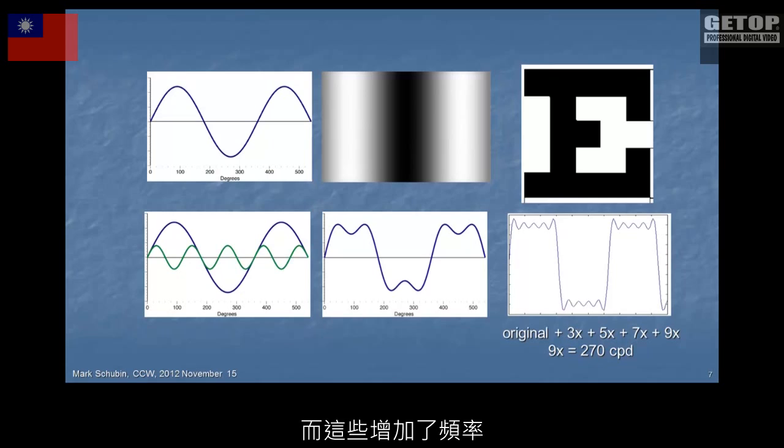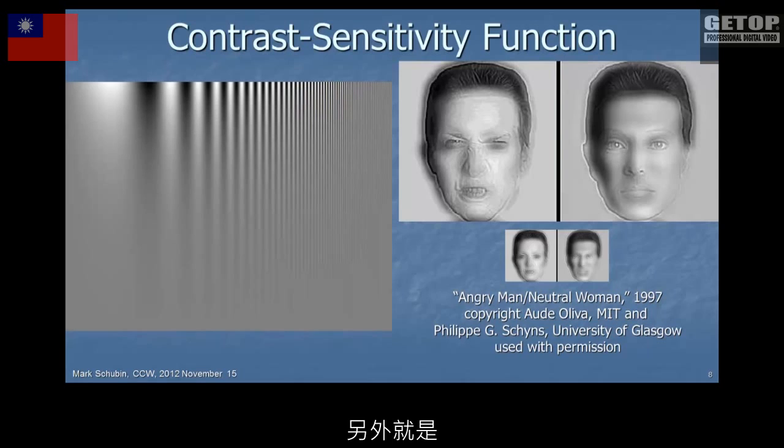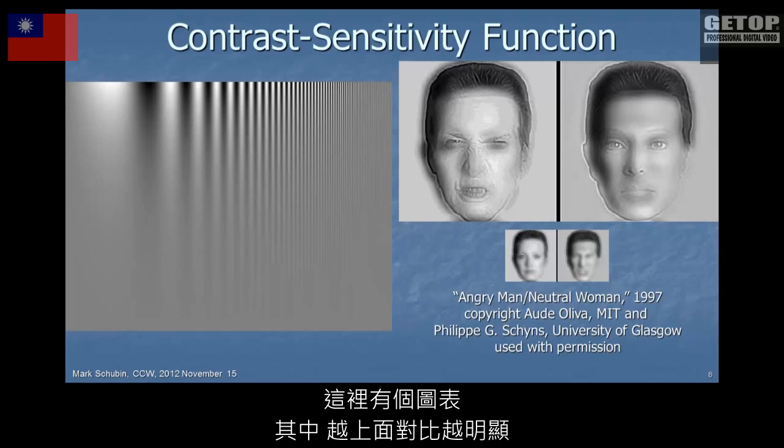And those increase the frequency. So if we want to have nice sharp edges, we need something more than what the sinusoidal vision theory should tell us. Now here's something else. Has nothing to do with visual acuity in the sense of how much resolution you can see. There's a chart over here where contrast is increasing towards the top and detail resolution is increasing towards the right.